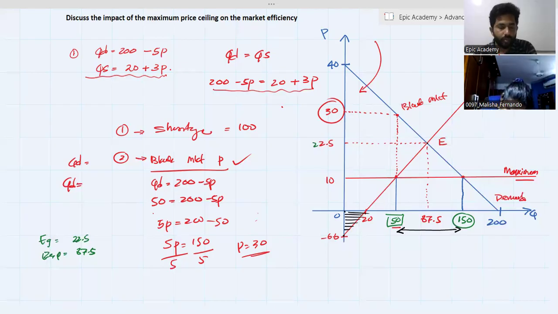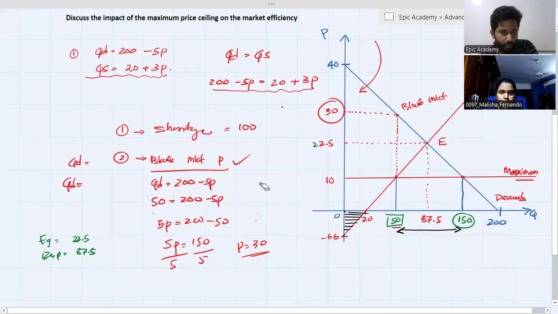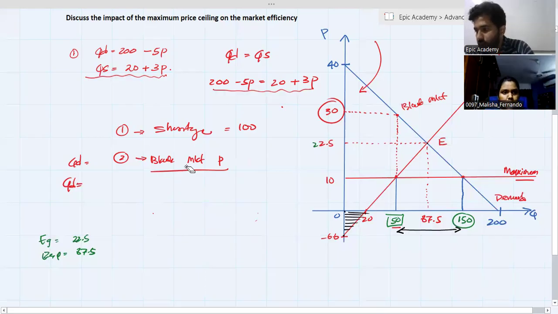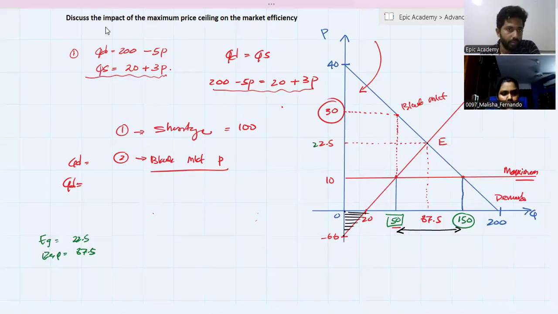Right. This is the second impact. The first impact is shortage. The market quantity becomes a shortage of 100. The second one is the black market price. The price becomes 30 rupees. Okay, this is the second impact, and I will go to the third impact. Okay, third one.